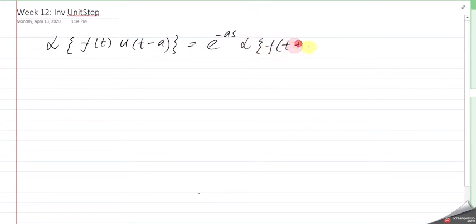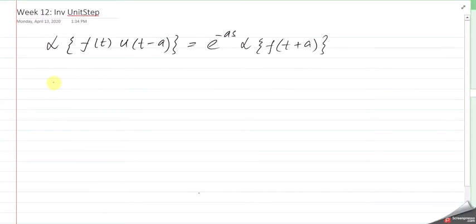Okay, let's start the next one. So far we have done Laplace. In the last topic we did Laplace with f of t and a unit step u(t minus a). What we do is we first put e raised to power minus as for the unit step, and then we take Laplace of f of t plus a. Right.